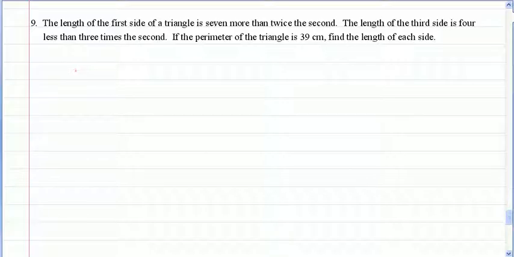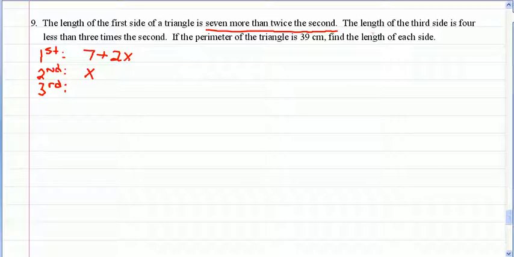And for number 9, we have the length of the first side of a triangle is 7 more than twice the second. So let's start with the first side, the second side, and we know there'll be a third side. And it's saying that the length of the first is 7 more than twice the second. So 7 more than twice the second translates to 7 plus 2x. And since we're describing the first using the second, the second is just x.